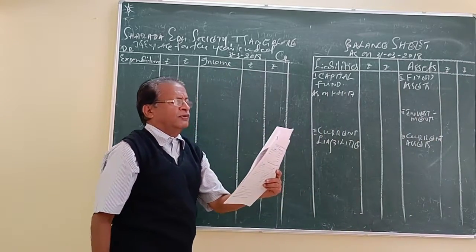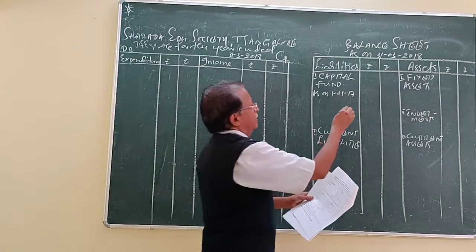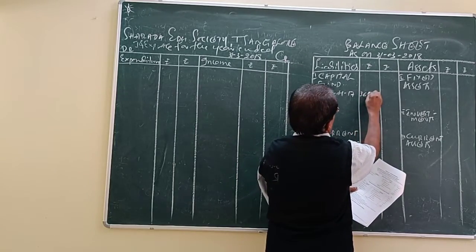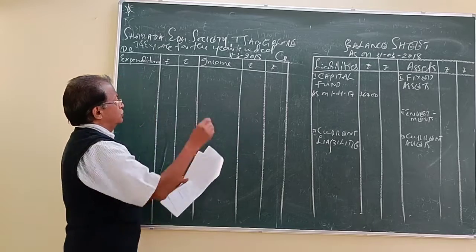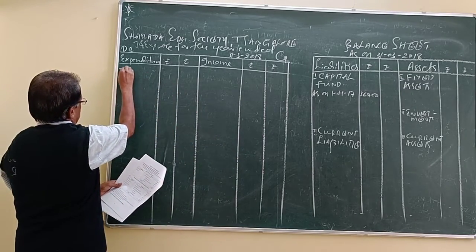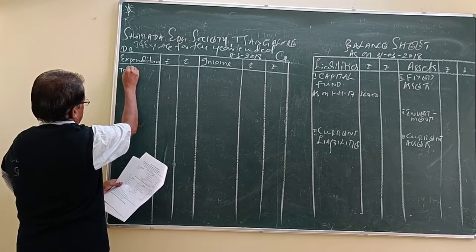First one, capital fund, 36,400. It will be shown in the inner column because there is adjustment. Next one, audit fees, 2,500. It will be shown in the income and expenditure account at the debit side.